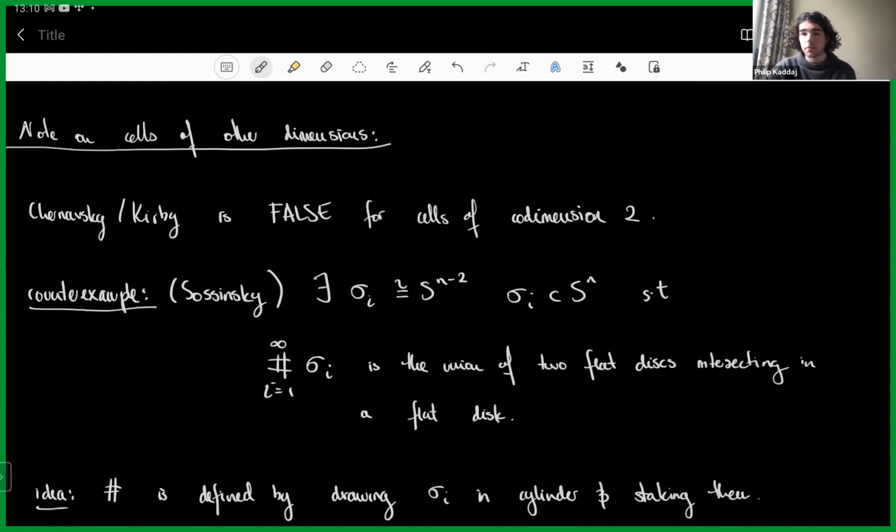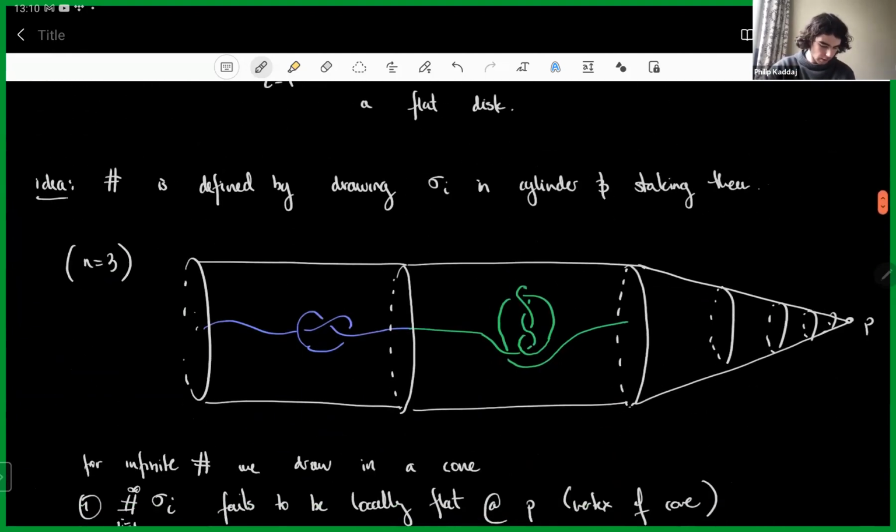And a counterexample is by Sasinsky. Essentially, he wrote an article generalizing connected sum of knots, where we don't just consider the standard models of knots as S1 into S3, but Sn-2 into Sn. And analogously, one can define connected sum of knots as by drawing.